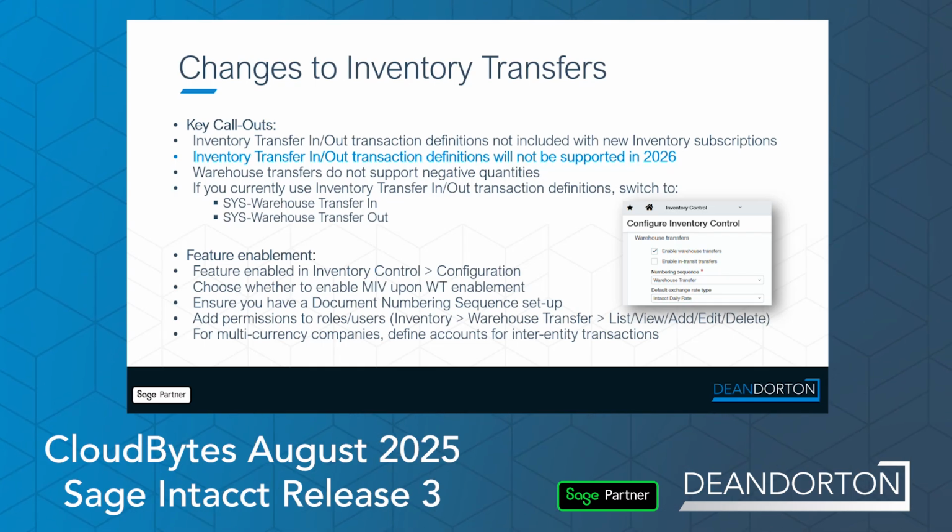Changes to inventory transfers. So one more thing to talk about here in inventory is changes to inventory transfers. Some of the key things are inventory transfer transaction definitions are no longer included with new inventory control subscriptions and will not be supported in 2026. So inventory transfer in, transfer out definitions will not be supported starting in 2026. Warehouse transfers do not support negative quantities. And then if you're currently using transfer in outs, you need to switch to sys warehouse transfer in out.